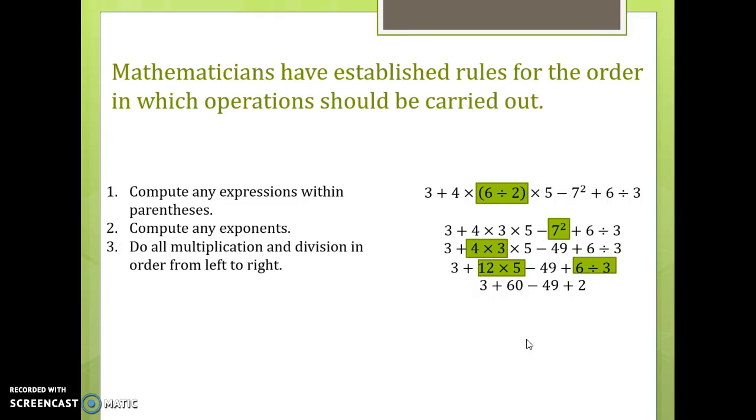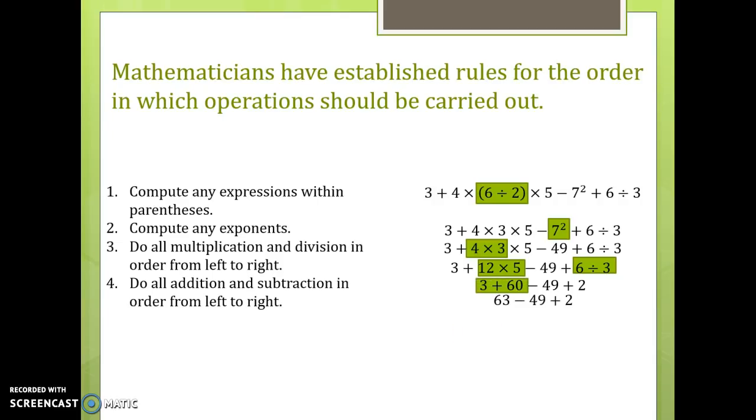Now when all multiplications and divisions are taken care of, we have to do addition and subtraction again in order from left to right. So we have first addition, 3 plus 60, which will give us 63. We copy everything after. Now first in this expression is subtraction. We have to do it first. That's 14, copy plus 2. And then we finally add 14 and 2, and we have 16. So now we are done. This problem that started as very long simplified to 16.